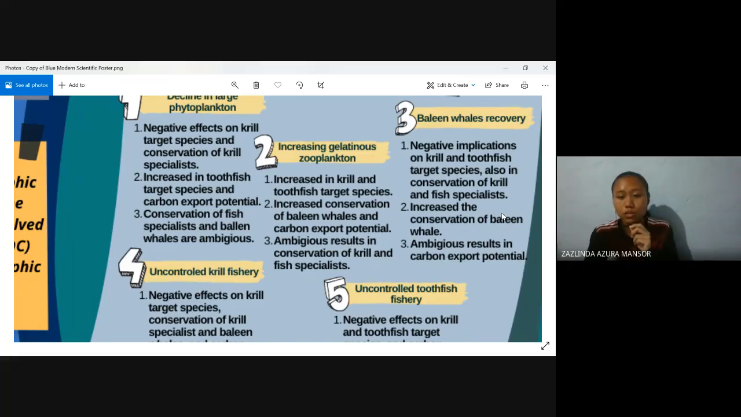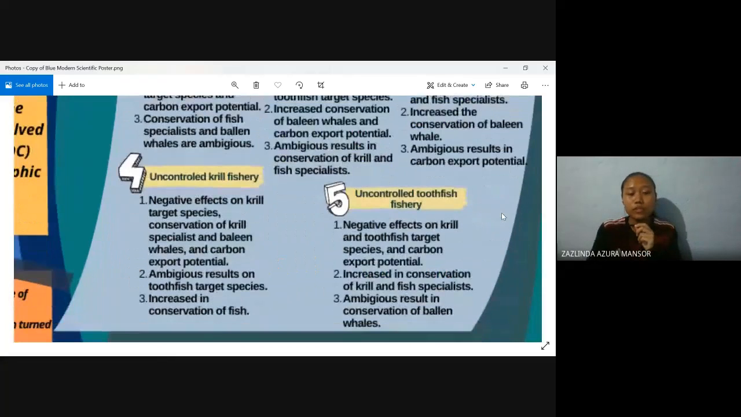Second, increase in the conservation of baleen whale. Third, ambiguous result in carbon export potential. The fourth scenario is uncontrolled krill fisheries. So the first result is it will give a negative effect on krill target species, conservation of krill specialists, and baleen whale, also the carbon export potential. This is because the krill specialists and baleen whale are eating the krill target species. So that's why they will be affected too. Second, ambiguous result on fish target species. Third, increase in conservation of fish specialists.